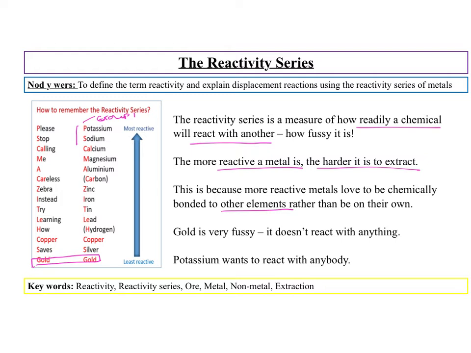It's unlikely they'll ask you to list them, but you kind of need to get a feel for where each element is and how it's extracted. So come up with a little rhyme. Please stop calling me a careless zebra. Instead, try learning how copper saves gold, okay? Start trying to remember that because you need to know where they are in the reactivity series.